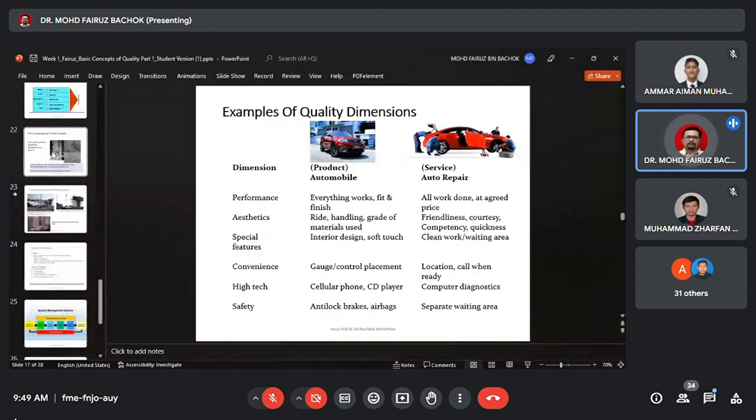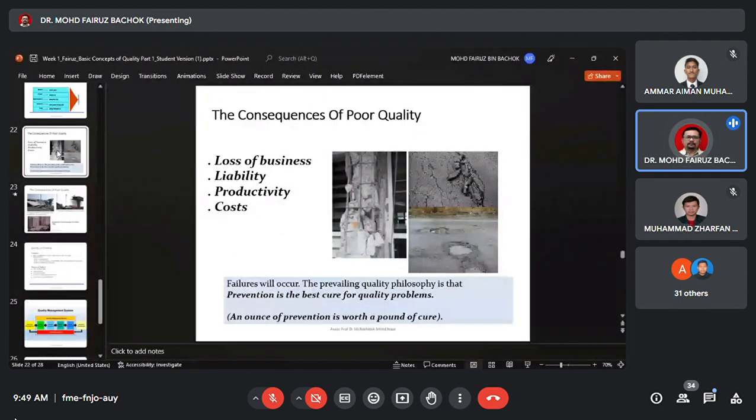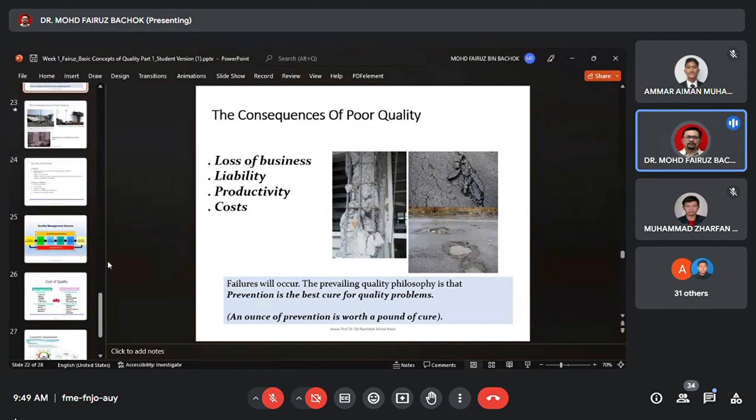And poor quality, even in construction or in a product, needs to be avoided, because there are consequences of poor quality. Not only loss of business and liability, but also cost. At the end, it can cause the company to collapse.